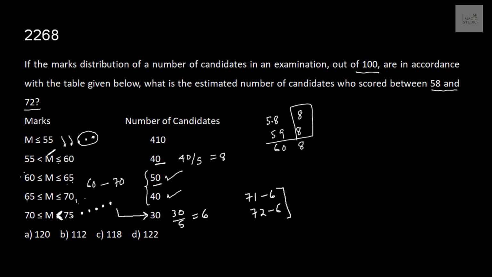Now for 58, 59 we have 8 and 8, that is 16. From 60 to 70 we have 50 plus 40, that is 90. And for 71 and 72 it is 12. So it comes to 118. So there are 118 students who have scored between 58 and 72, that is option C.